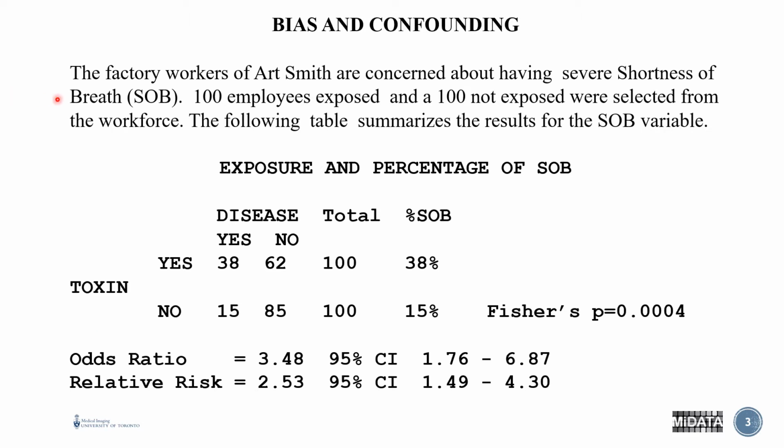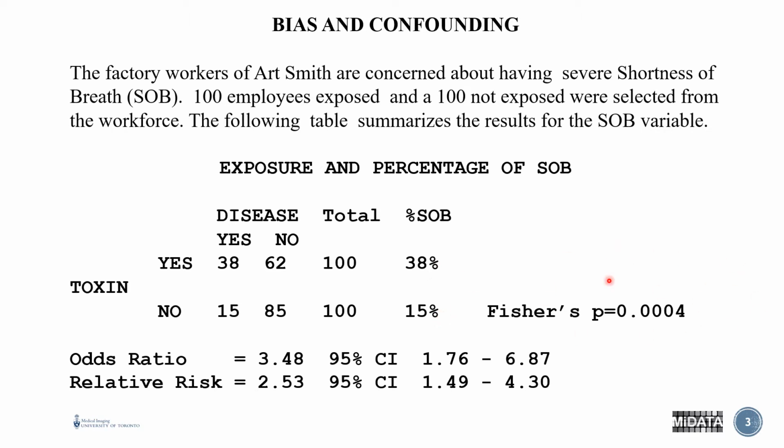So, the factory workers of Art Smith are concerned about having severe shortness of breath, SOB. 100 employees exposed and 100 not exposed were selected from the workforce, and here is the table summarizing the results for SOB. If you look at this as a classic contingency table, you have your disease yes, no, you have your toxin yes, no, so the presence of the toxin yes, no, you have your totals by row, and then you have your percent SOB. So you have 38% when the toxin was present, 15% when the toxin was not present.